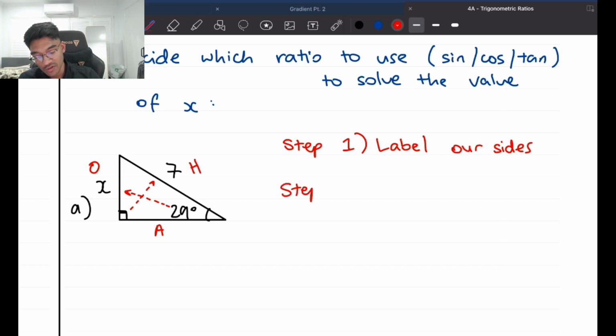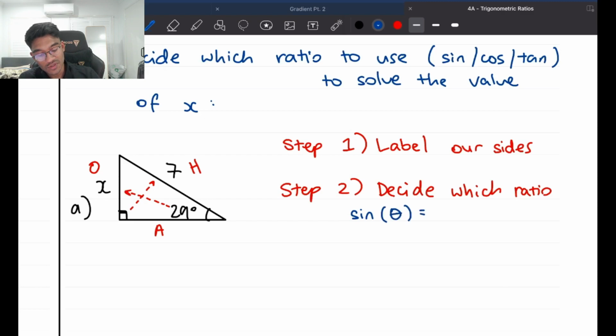Step 2, decide which ratio. So here we know we're using sine. So I'm going to write the formula out. Sine theta equals O over H, right? That's the formula. That's the ratio.